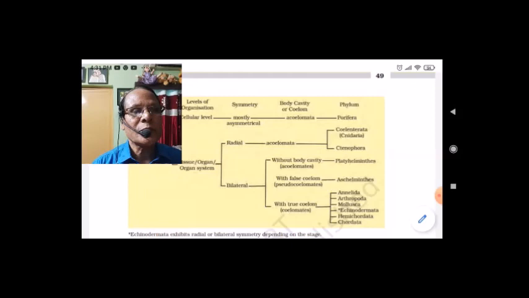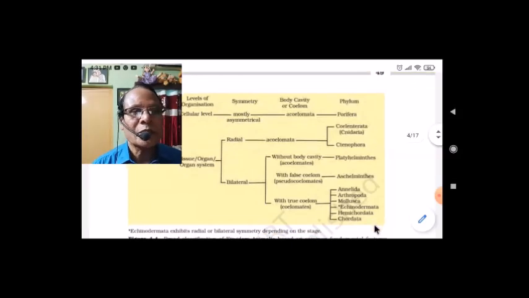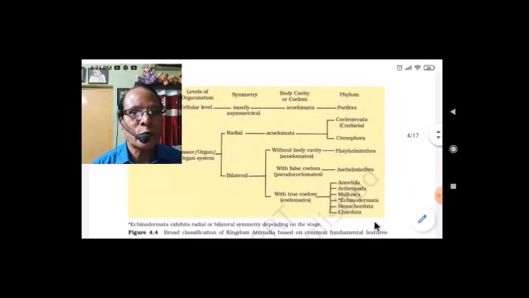These are the fundamental basic methods of classification. We will cover the classification of animals in the next video.